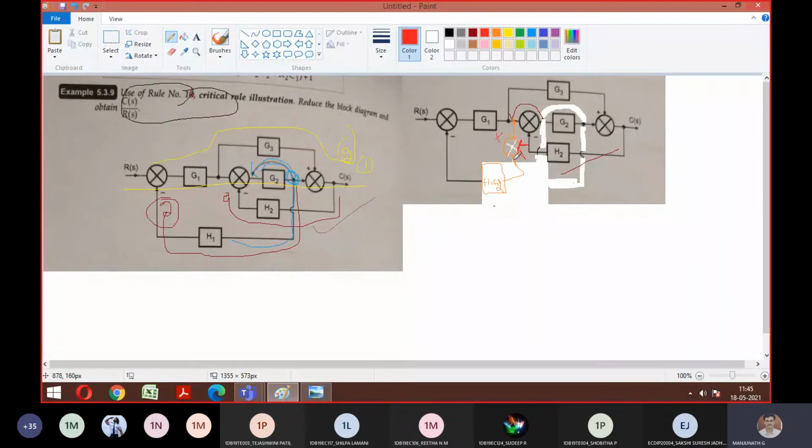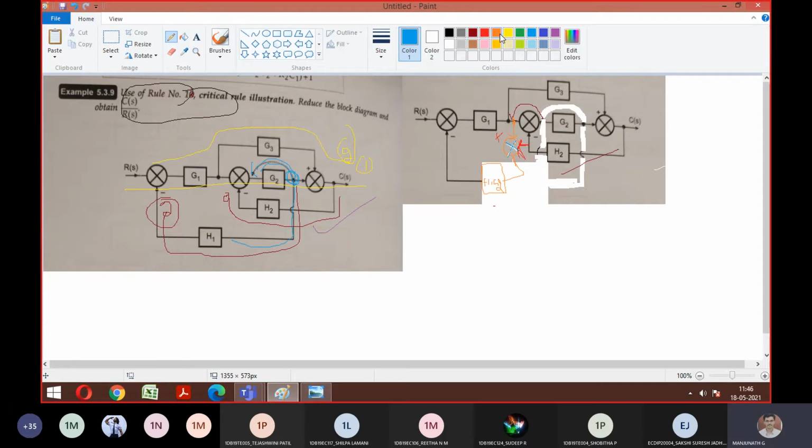Is this a new diagram? Yes, sir. After applying your critical rule number 11, if I move this breakaway point here, I need to add one more summing point so that I balance things. That is what happened here. Any doubts, anyone, with this step number 2?